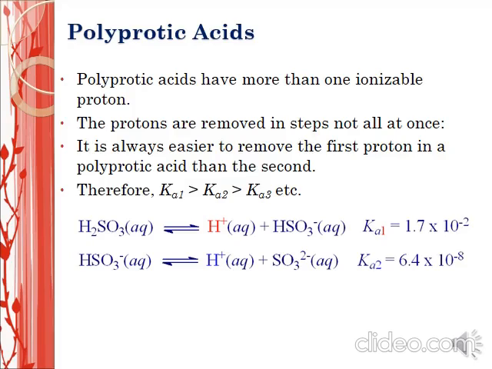So you see here, you have H2SO3, sulfurous acid. The removal of the first proton will be easier. That's why the Ka value is 1.7 times 10 negative 2. But then for the removal of the second proton, the Ka will be 6.4 times 10 negative 8. So you see, very much different. So Ka1 will always be bigger than Ka2. Ka2 will always be bigger in value compared to Ka3.